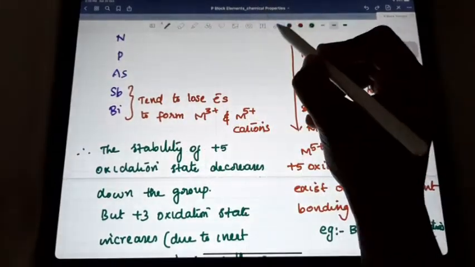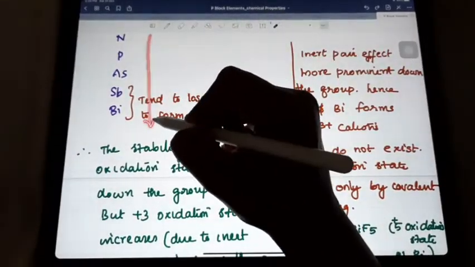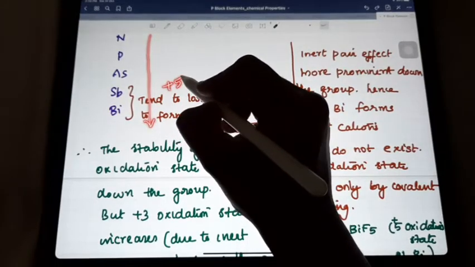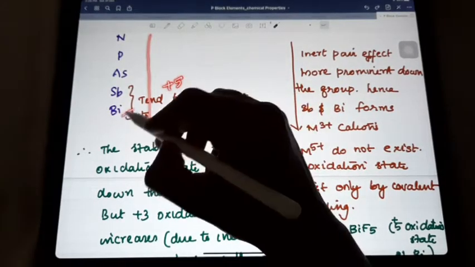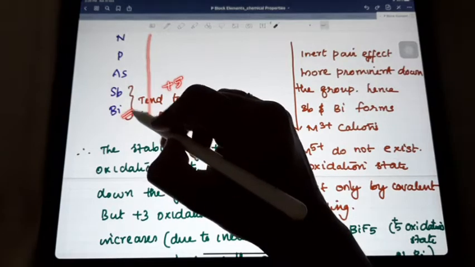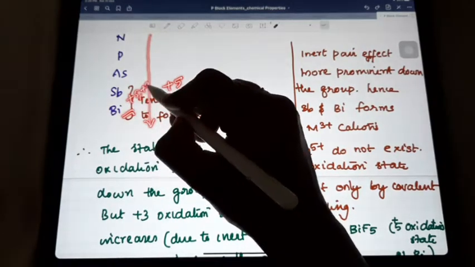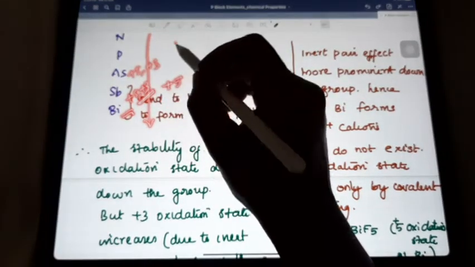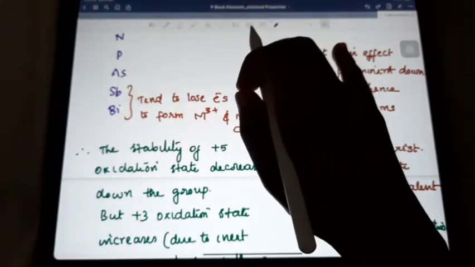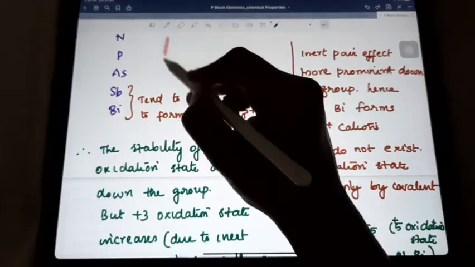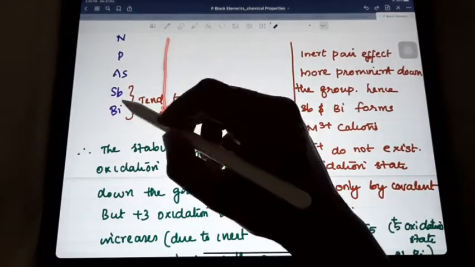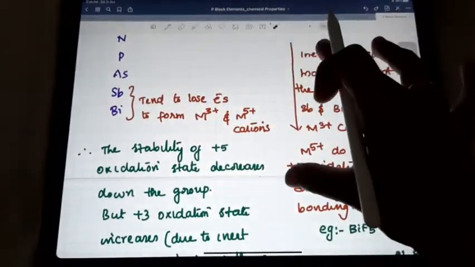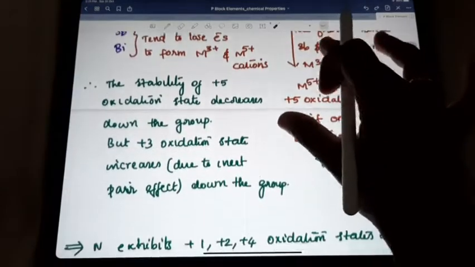So we can conclude that when we go down the group, the +5 oxidation state decreases. In the case of bismuth, it is +3 only. In the case of antimony, +5 and +3. That's why we can say that the +5 oxidation state decreases down the group, but the +3 oxidation state increases. The reason is the inert pair effect.